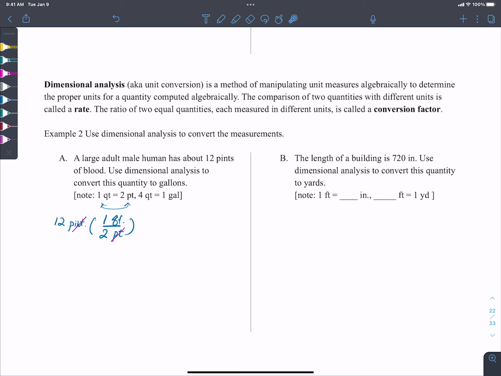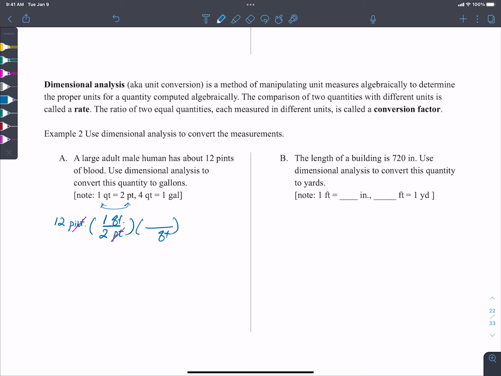But according to this, 4 quarts is equal to 1 gallon. Okay, I don't want a gallon. Sorry, I want the gallon. I just don't want the quart. I want to get rid of the quart. So what you would do is put the quart in the denominator, because why denominator? Because quart is in the numerator here, and I don't want it. I want to get rid of it. So you put it on the other side.